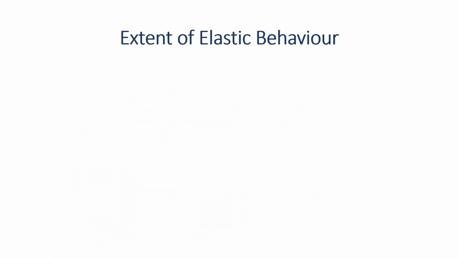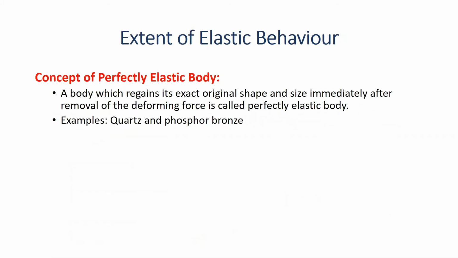Now, let us understand what is meant by a perfectly elastic body. A body which regains its exact original shape and size immediately after removal of the deforming force is called a perfectly elastic body. There is no perfectly elastic body, but quartz and phosphor bronze are examples of nearly perfectly elastic bodies.